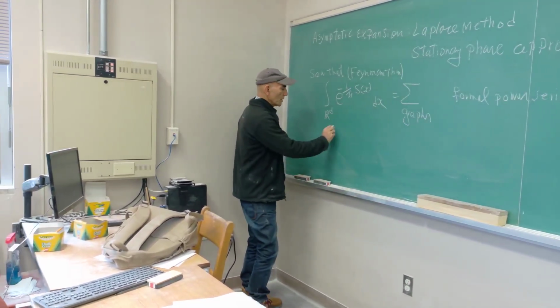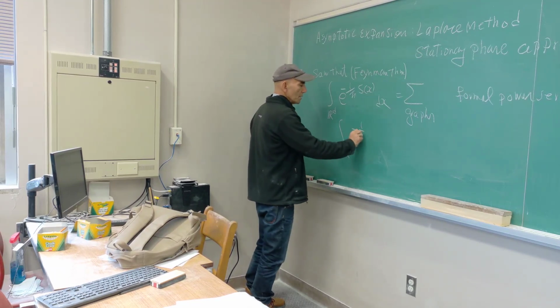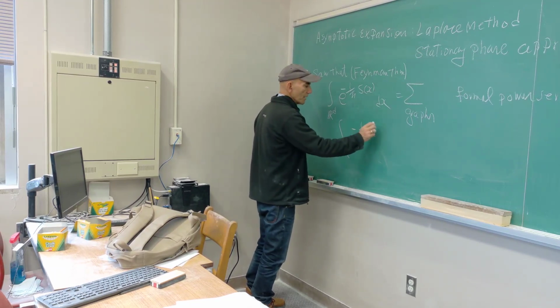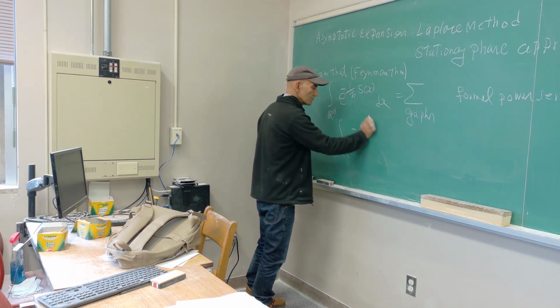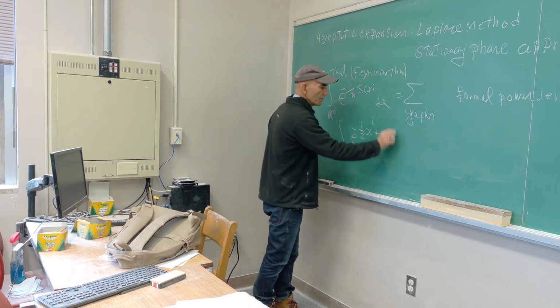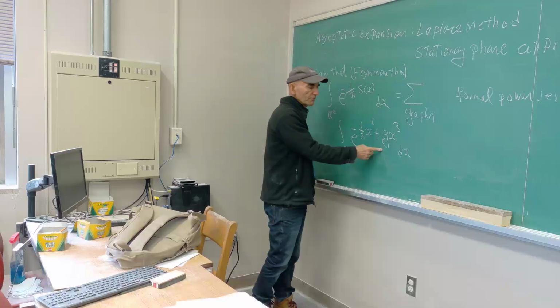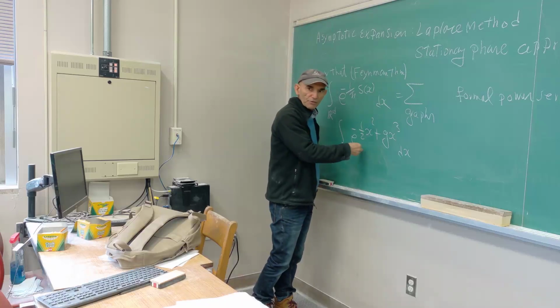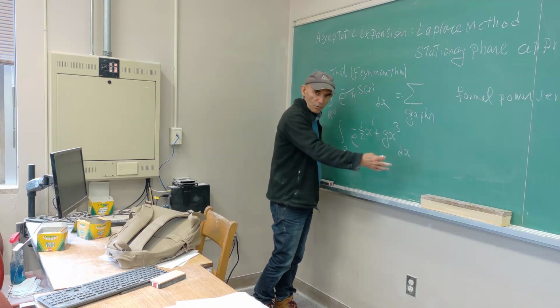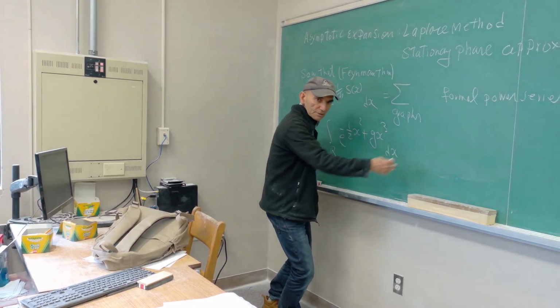Just to give you context, take the integral of exponential of minus 1/2 x squared plus g x cubed, for example, dx. For any value of g except g equal to 0, this is divergent. You cannot make sense of it. But as a formal power series, we know how to make sense of it, and we know how to write it as a sum over graphs. And that's the theorem.